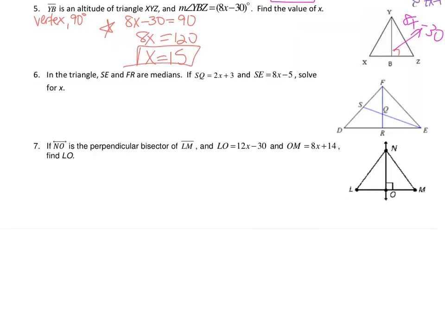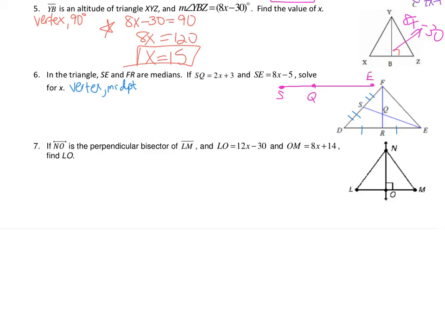In the next triangle for number 6, SE and FR are medians. So some things we know about medians is it goes through the vertex and its midpoint. Since R has to be the midpoint, we have 2 congruent segments, and since S has to be the midpoint, we have 2 congruent segments as well. And now they're going to give us some different measurements. They give us SQ and SE, the whole length.